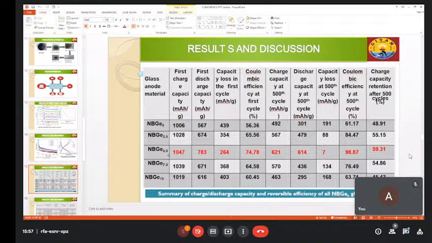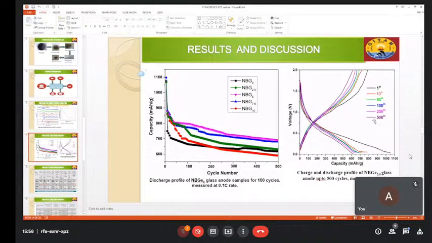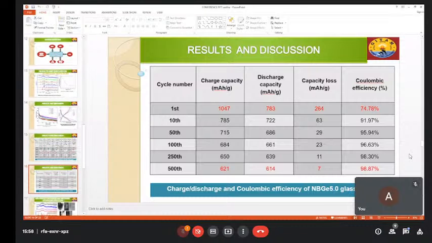Now here, for the first sample, we take different cycles: the first, 10, 50, 100, 250, and 500 cycles charge and discharge curves are like this. From this graph, I calculated the Coulombic efficiency: for the first cycle, 10, 50, 100, 250, 500 for the best sample, the capacity, discharge capacity, loss and Coulombic efficiency.